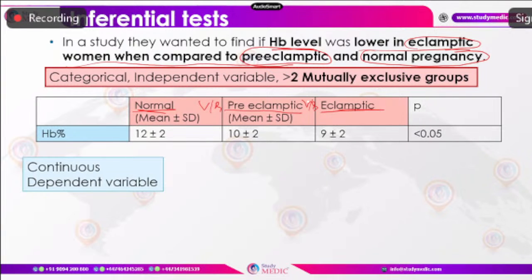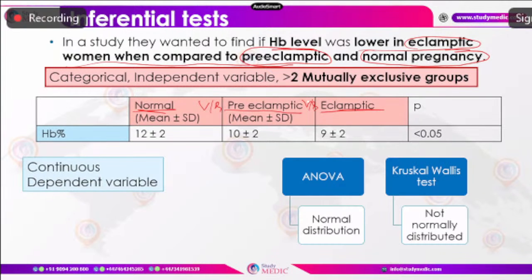So in such a situation, when one wants to find the significance of the difference in means of a continuous variable in more than two mutually exclusive groups, and see how much it varies, whether it is significantly varying or not, and the data is normally distributed, we use a test called the one-way analysis of variance test. That is called a one-way ANOVA. And if some of the other assumptions are not met, and the data is not normally distributed, the non-parametric equivalent to ANOVA that we use is the Kruskal-Wallis test.